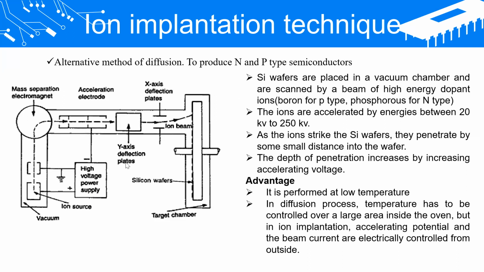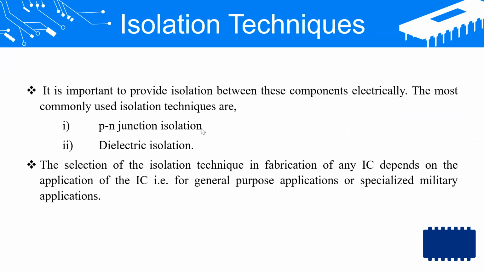So these are the ion implantation technique process. The next important process is called isolation technique. It is important to provide isolation between these components electrically. So in this IC, we are having many devices, components. So the isolation between each and every component is called isolation technique.